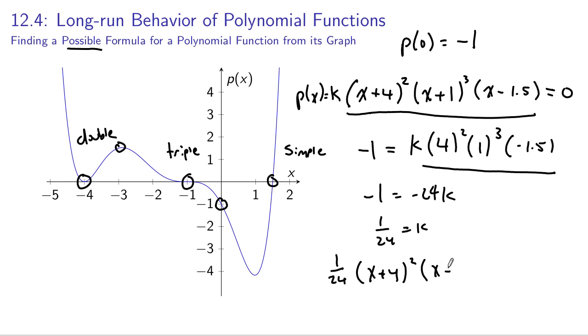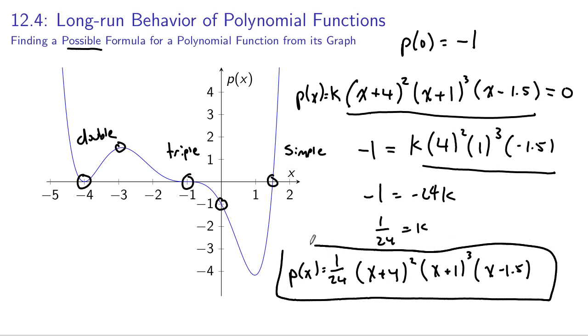And why is it only possible, x plus 1 cubed? Because we guessed that this was double. What if this was quadruple 0? What if this was to the 5th? But this will fit the shape very well, so this is a good possible guess for our polynomial formula for this graph.